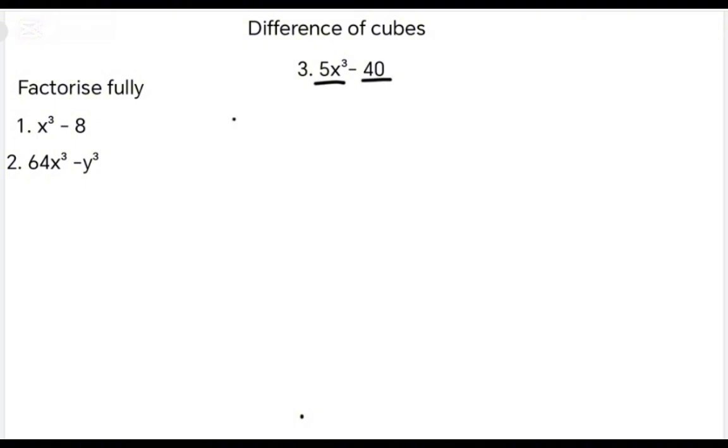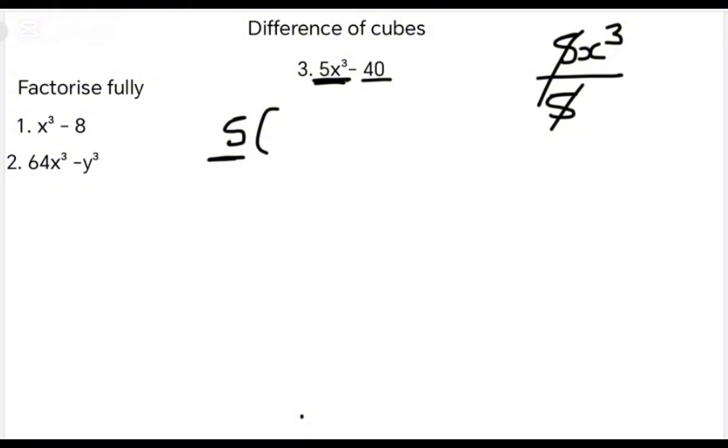What is common here is 5. When we take out 5, which number are we going to multiply by to give us this 5x cubed? If you don't know which number, just take this 5x cubed and divide it by the common factor that you already have here. Divided by the common factor, you're going to be left with x cubed. Then for the 40, you're going to do the same thing. 40 divided by 5 is 8, so you're going to have -8.